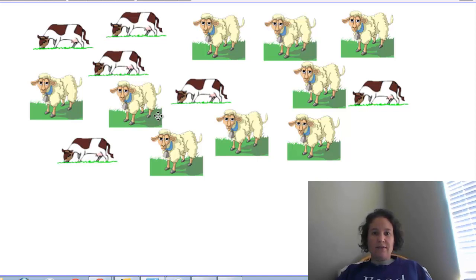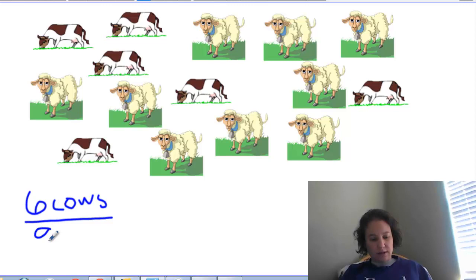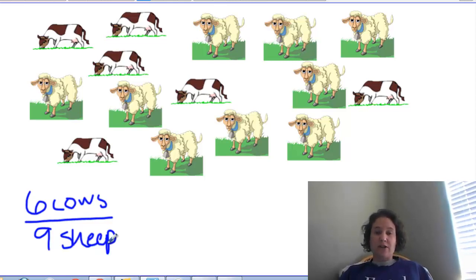So one thing that I could write if I was going to write a ratio about this situation would be, I could say that we have 6 cows to 9 sheep. Okay, so that looks pretty much like a fraction. It has labels in it, but it looks very similar to what a fraction would be. What makes a ratio different from a fraction is I can reverse the two numbers around and it's still a valid ratio. That's describing the same situation. We can't do that with fractions.